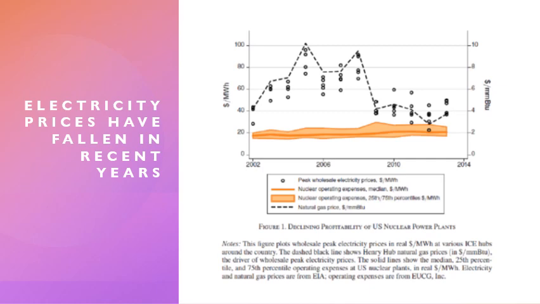wholesale prices. The brown or orange, that's the nuclear power plant operating expenses. You can see towards the end of this graph, the peak wholesale prices are sometimes lower than the nuclear power plant operating costs. So they weren't breaking even; they were losing money.